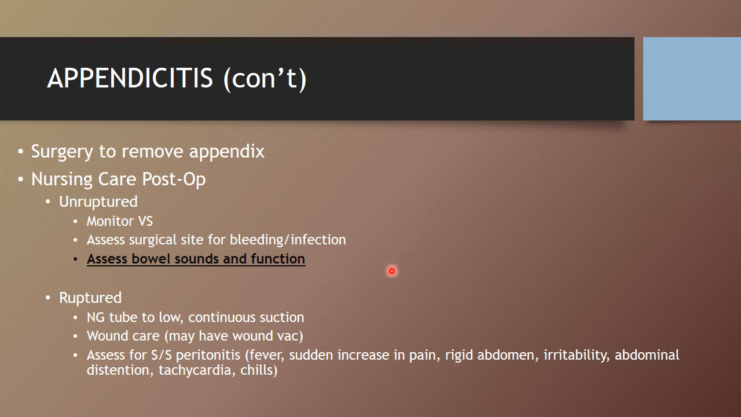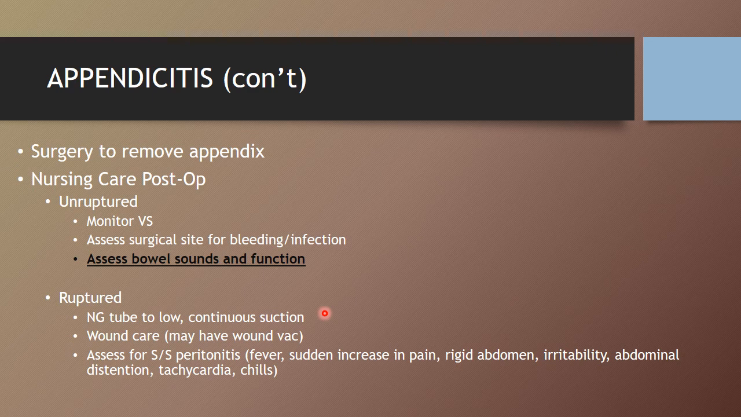If it did rupture, you're going to have an NG tube there to low continuous suction, just to keep, basically, they're not going to be getting anything by mouth. They're going to be getting everything through their IV. So if they perforated that cecum area, then you want the bile and everything, you don't want that traveling down there. You want to give that a rest. So it's going to be continuously suctioning out everything that goes into the stomach. So you'll have that there.